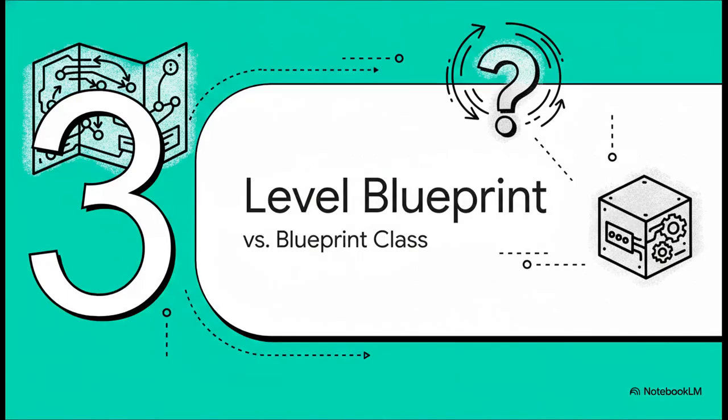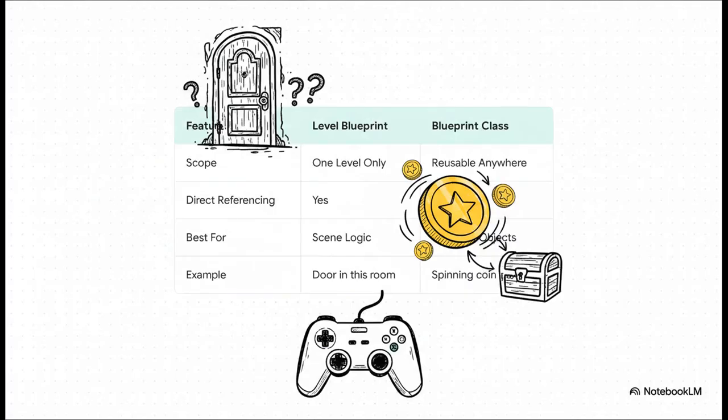So now that we know how to use the level blueprint, we need to talk about something really important for anyone serious about making games, and that's the question of when to use it and when to use its cousin, the blueprint class. This table breaks it all down. A level blueprint only works in one level, period. But its superpower is that it can directly reference any actor in that level. This makes it amazing for unique scene logic, like a puzzle door that's only in this one room. A blueprint class, on the other hand, is all about making things you can reuse over and over, like a spinning coin you want to put in every level of your game.